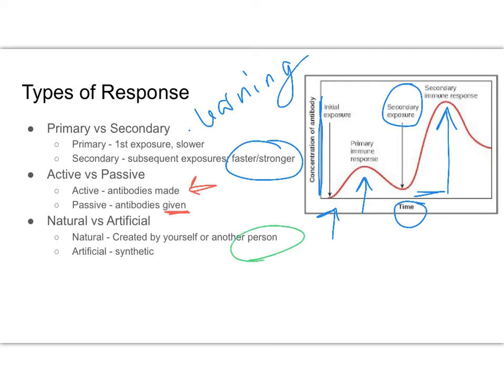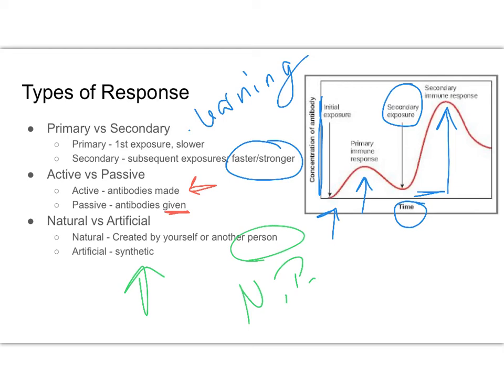So whether it was you or another person, it was created by a person. For instance, the breastfeeding example we gave for passive would be a form of natural passive. The antibodies were made by the mother and then passed on to the child. Where an artificial response here is that the antibodies are synthetic.